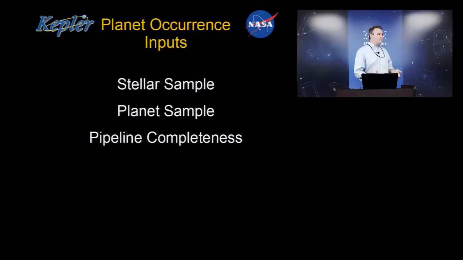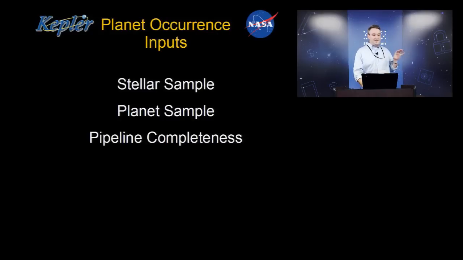To do this, you need 3 essential ingredients. You need to understand your stellar sample. You need to understand the planet sample. And you also need to understand the pipeline completeness. By pipeline completeness, I mean these sensitivity effects, the fact that we're not sensitive to the smallest planets on the longest orbital periods.